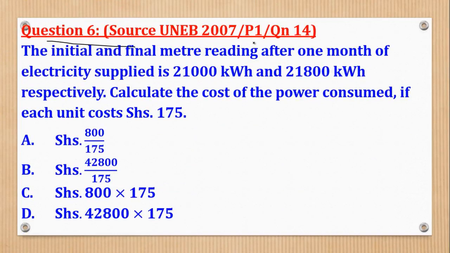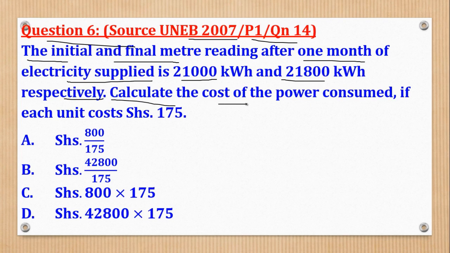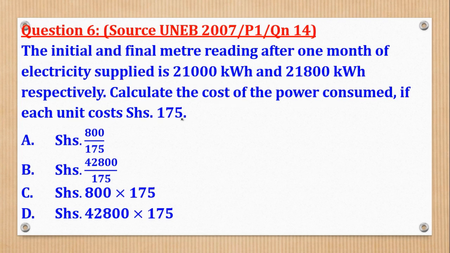Then question 6 came from UNEB 2007 paper 1 question 14, and it says the initial and final meter reading after 1 month of electricity supply is 21,000 kilowatt hour and 21,800 kilowatt hour respectively. Calculate the cost of the power consumed if each unit costs shillings 175.